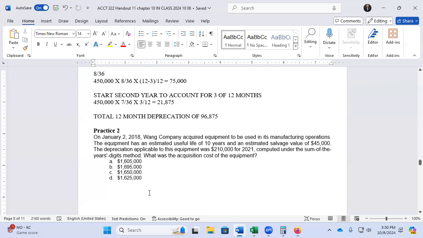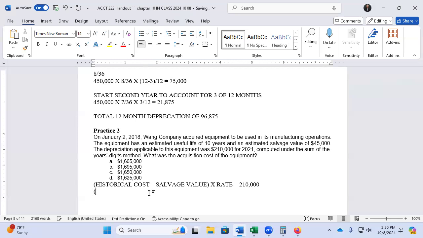Okay, so I'm gonna help you set it up. So historical cost less the salvage value, and then you have to multiply that by the rate. And we know that that's going to be equal to 210,000.